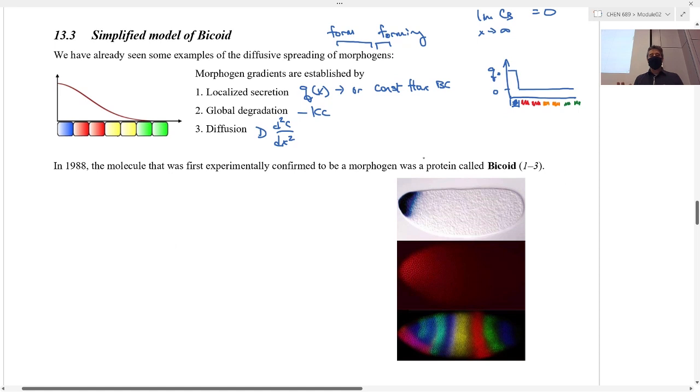And so the first one that was confirmed to be a morphogen was a protein called Bicoid in the fly embryo. So Bicoid, as you can see here, this is an image of a fly embryo. This is about half a millimeter long, 500 microns long here. This part here on the left-hand side is what's known as the anterior pole. At the other end is the posterior pole. And what you can see is that the Bicoid mRNA is localized to the anterior pole.